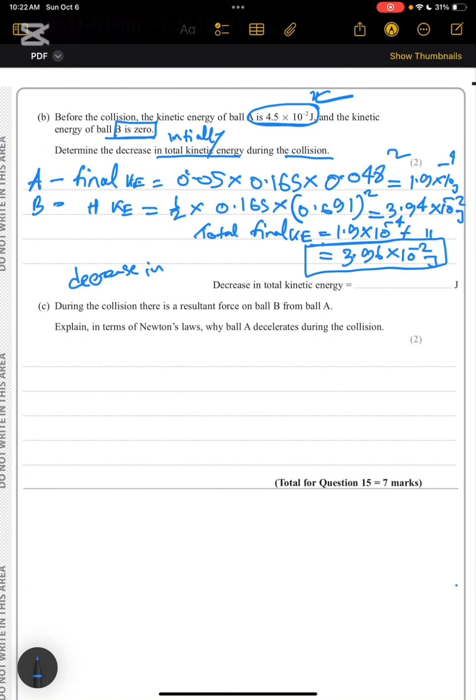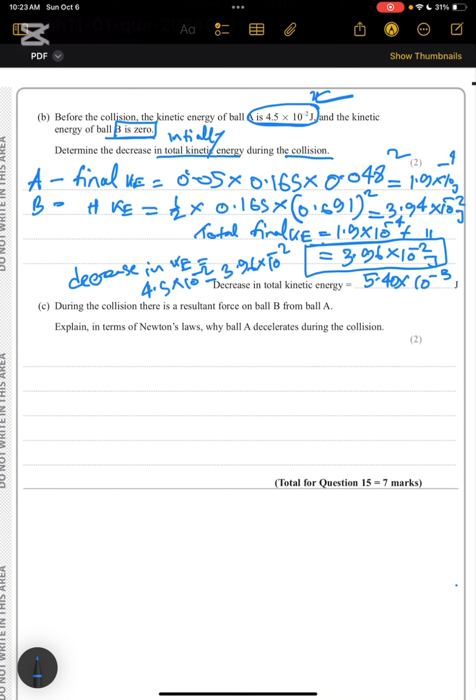so decrease in kinetic energy will be 4.5 into 10 to the power minus 2 minus this value, which is 3.96 into 10 to the power minus 2. The answer will be 5.4 into 10 to the power minus 3 joule. As the questions are in 3 significant figure, we have to give the answer in 3 significant figure, which is 5.40 into 10 to the power minus 3 joule.